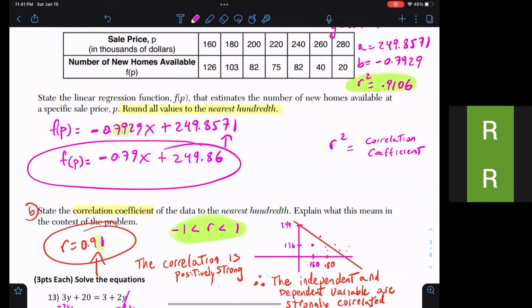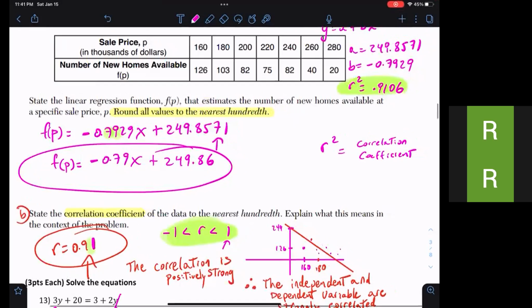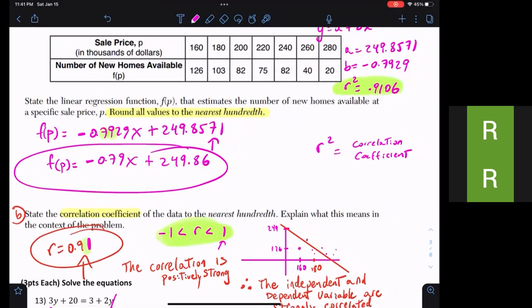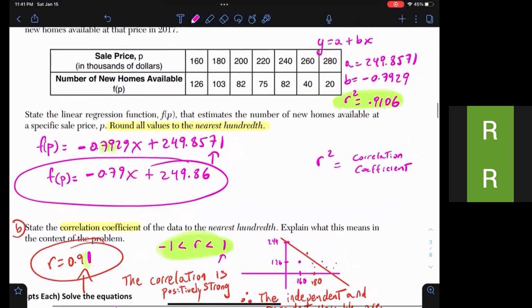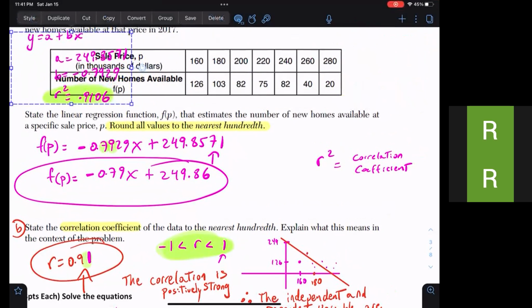As you can see, 0.91 is very close to 1. That means the correlation is very strong, so this line represents a good prediction for this value. For example, if we want to predict, let me erase this so you can understand what I'm doing.